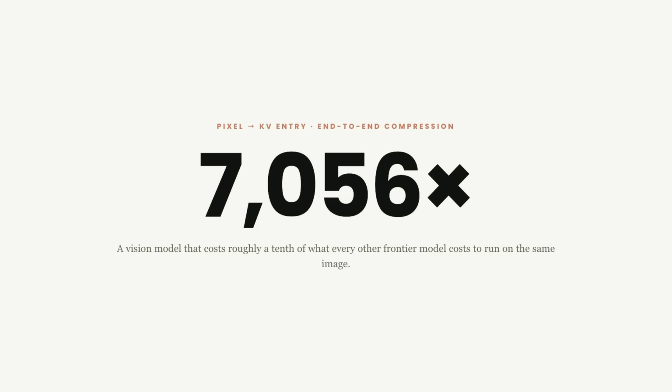Now, I think this is the real story in this whole model release. They're not just shipping a vision model, they are shipping a vision model that costs roughly a tenth of what every other frontier model costs to run on the same image. And that's kind of crazy.